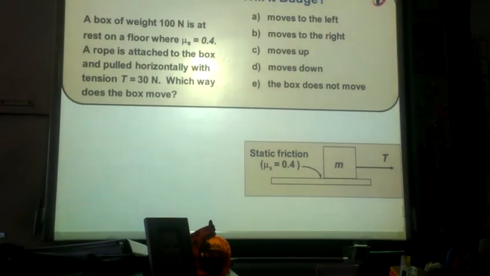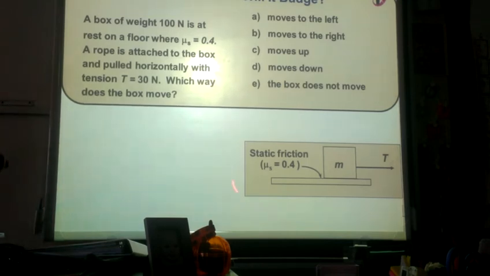Okay, so on this question, it says a box of weight 100 newtons is at rest on a floor where mu s is equal to 0.4. A rope is attached to the box and pulled horizontally with tension equal to 30 newtons. Which way does the box move? A, it moves to the left. B, it moves to the right. C, it moves up. D, it moves down. Or E, the box does not move.